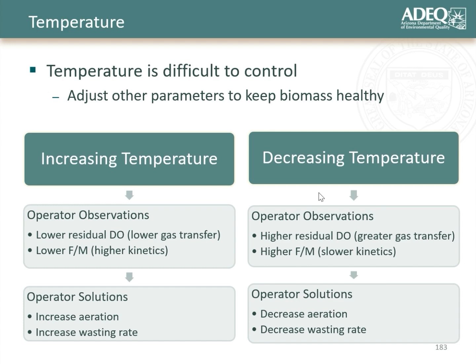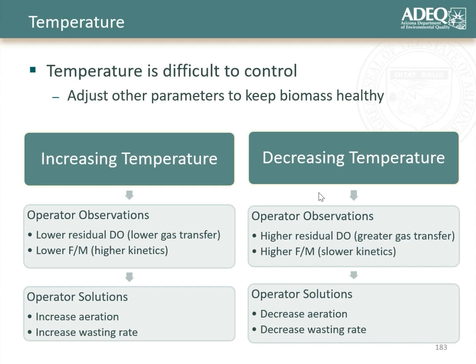Now, in terms of decreasing temperature that you observe, what you'll typically see is higher residual DOs because gas transfer is improved. And also you can maybe see higher F/M ratios because once again, in this situation, the bacteria are slower, so the yield is less as well. So you'll get less bacteria for the amount of food being consumed. So you could get a higher F/M ratio.